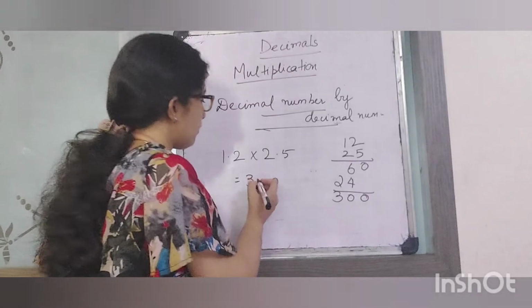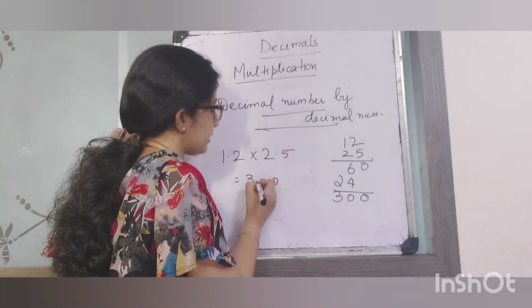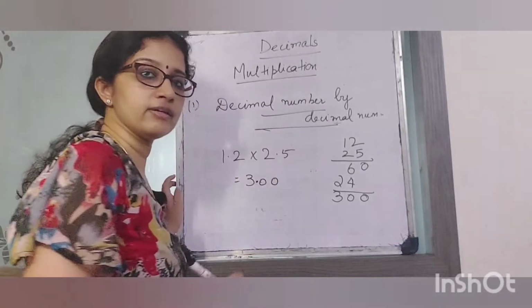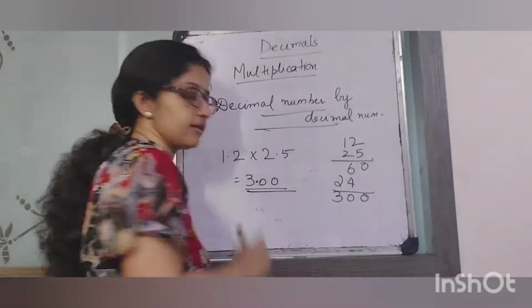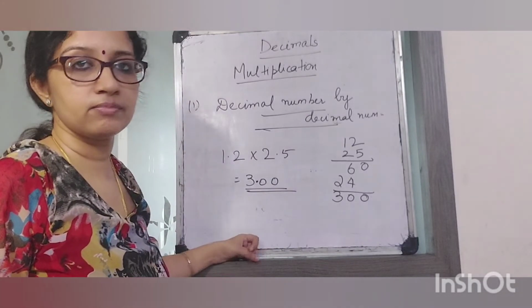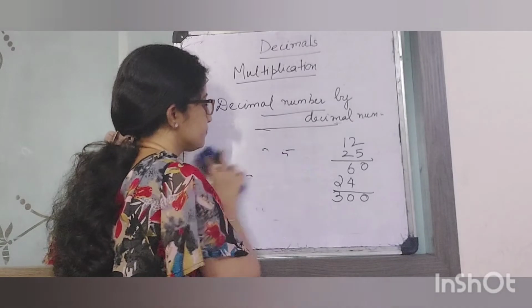Okay. So how will we put? We'll put 2 digits. We leave 2 digits to the right hand side and put a decimal point here. Okay. So the answer is 3.00. Clear? Now we'll take another example.